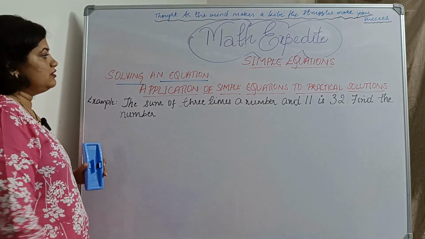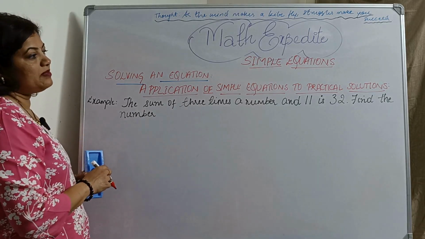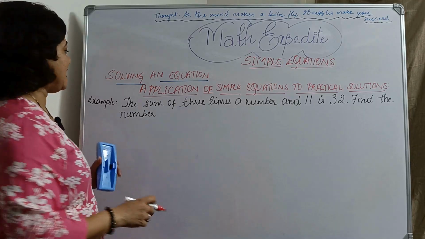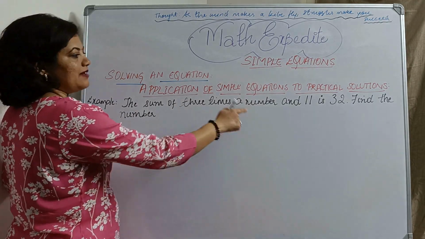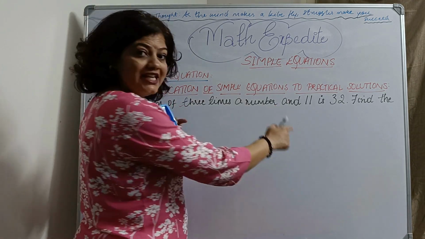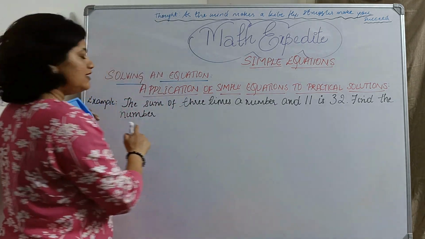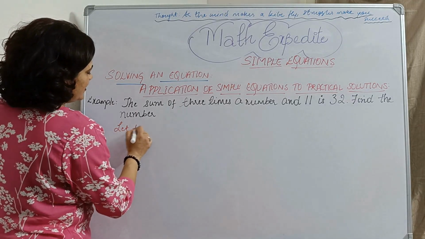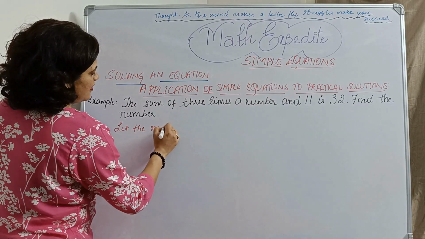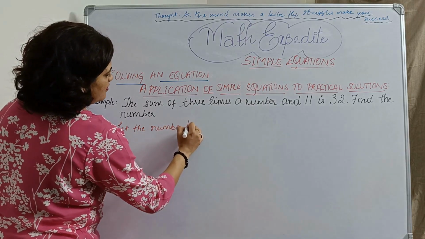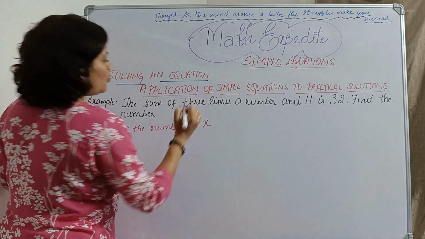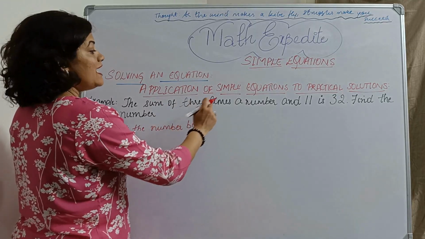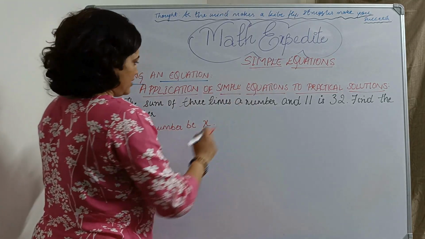Now let us come to application of simple equation to practical solutions. So let us take an example. The sum of 3 times a number and 11 is 32. Find the number. Let us take this unknown number as x. Let the number be x. What they have given in the question? The sum of 3 times a number.